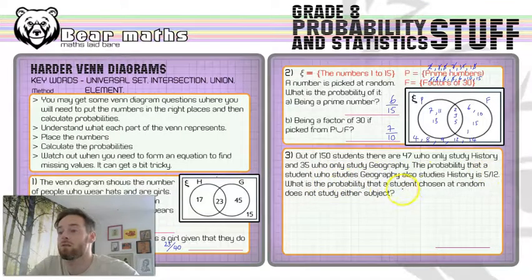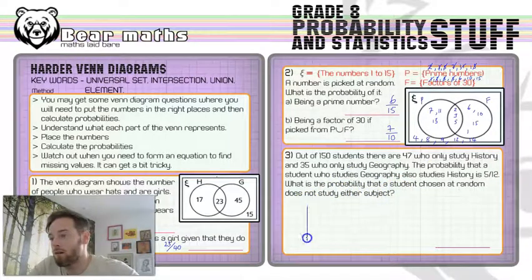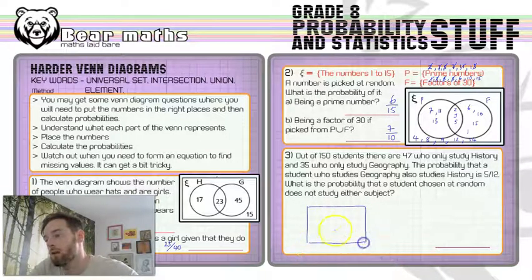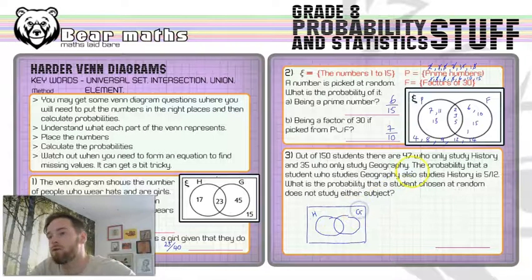So what's the probability that the student chosen at random does not study either subject? Well, what we need then is our Venn diagram. We need that diagram there to see things visually. Okay, and what we've got is an H and a G circle, history and geography. And we've got some numbers we can pop in there.